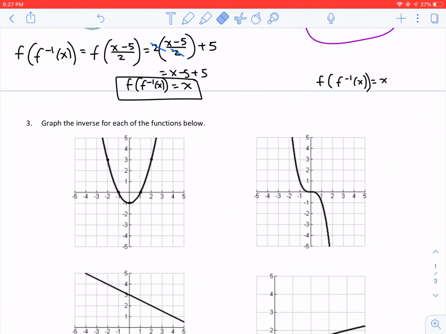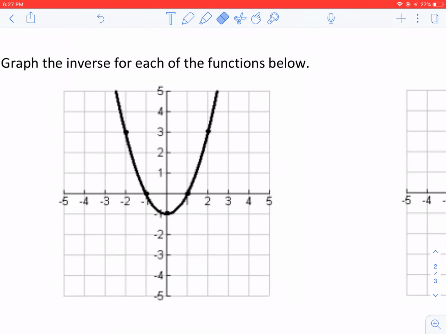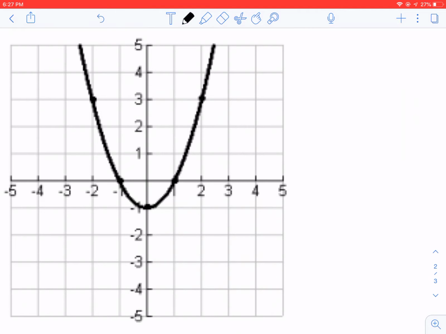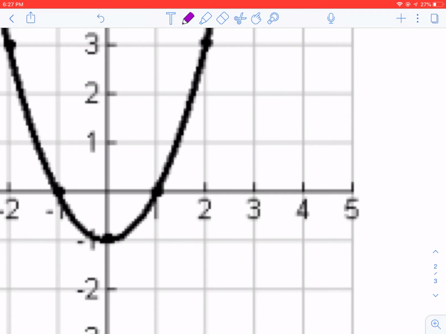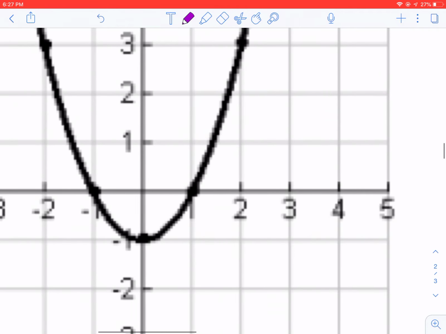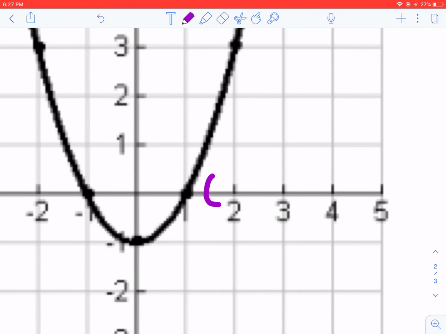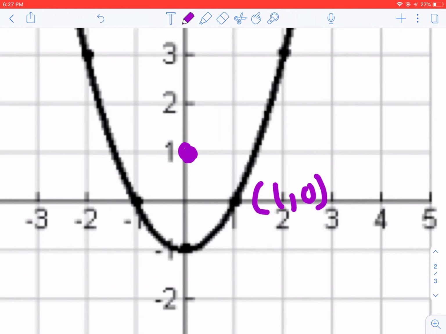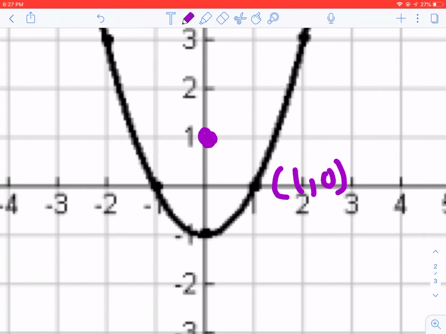So graphically, we know inverse functions are a reflection over the line y equals x. That can be hard to do. But we also know reflecting over y equals x means flipping the x and the y values. So 1 comma 0, for example, would become 0 comma 1. This point here, negative 1 comma 0 is going to become 0 comma negative 1. That'll become that point.